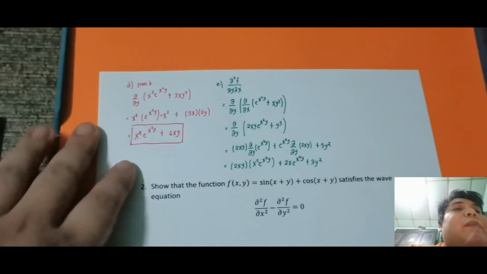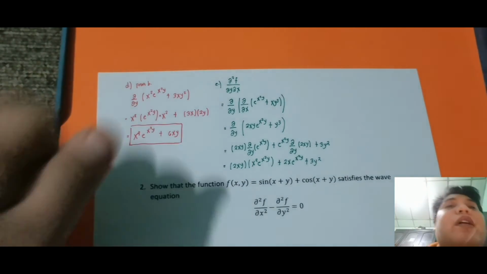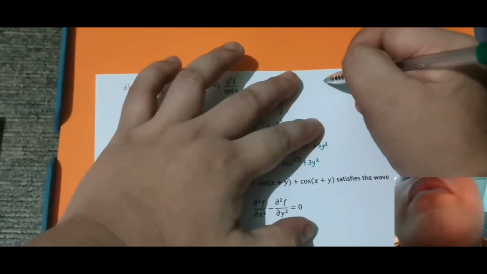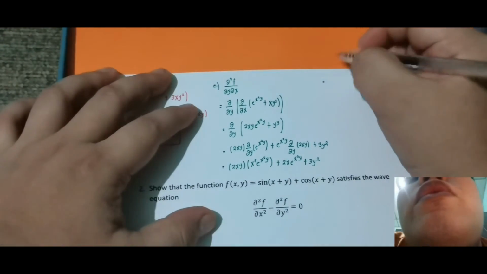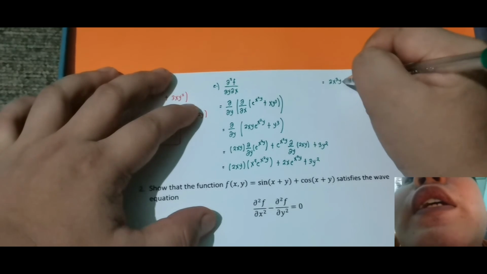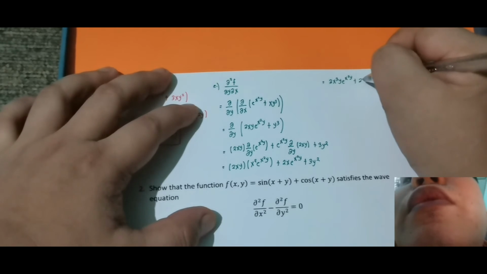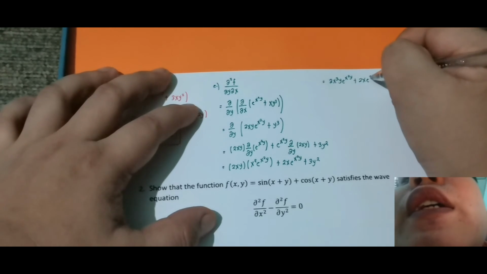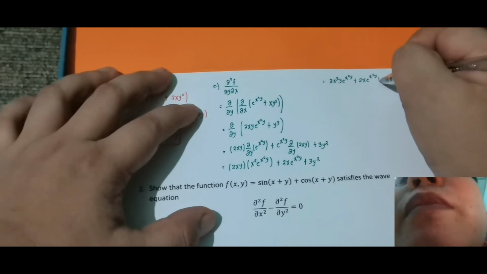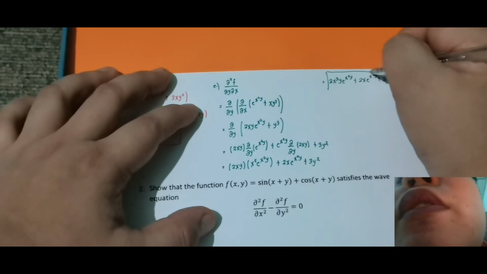Okay, so, siyempre, dapat simplify natin siya further. So, dapat isang variable x and y na lang yan. Okay, so, this is just equivalent lang sa 2x cubed y e raised to x squared y plus 2x e raised to x squared y plus 3y squared. So, ito yung kanyang sagot.